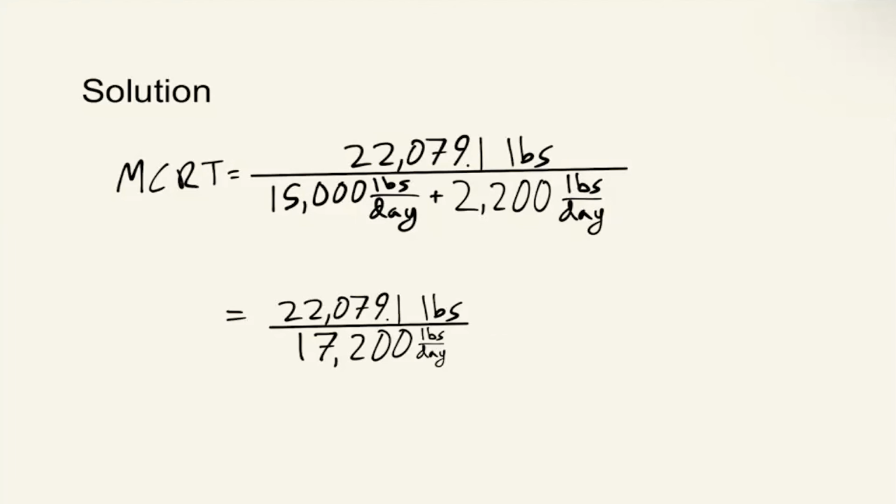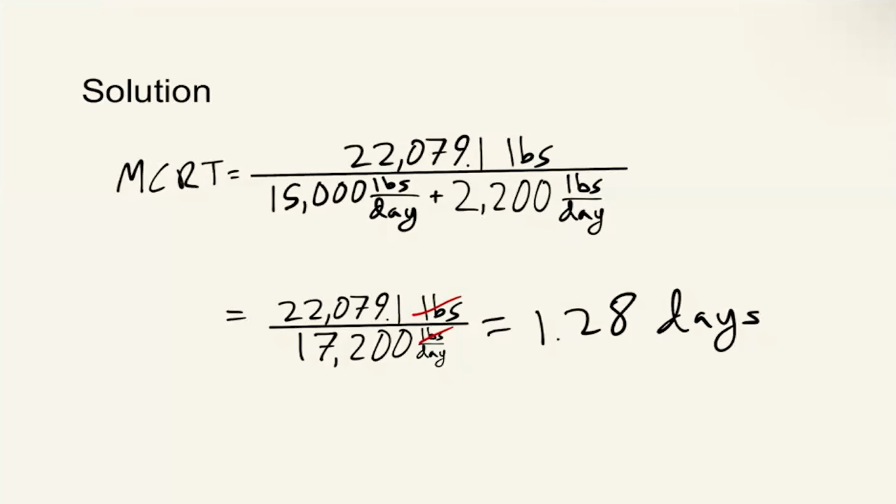And then when we cancel these units, pounds goes away, and we know that when we have a unit in the bottom of a fraction, in the denominator, it will then move to the top and be our regular unit. So this 22,079.1 pounds divided by 17,200 pounds per day is going to equal 1.28 days. And this low MCRT would correlate to less treatment and explain why the plant is having BOD issues. And that is going to wrap up our third problem for our solution.